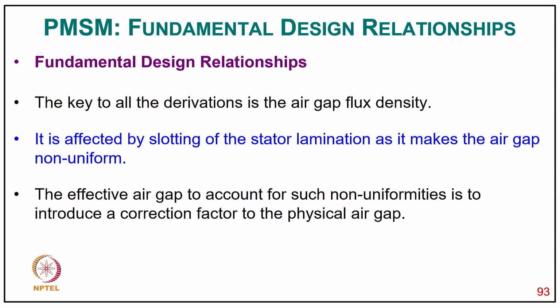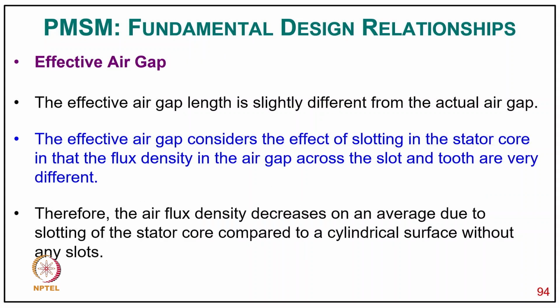The key to the derivation is the air gap flux density, and it is affected by slotting of the stator lamination, which makes the air gap flux non-uniform. The effective air gap, to account for such non-uniformity, introduces a correction factor to the physical air gap, and the effective air gap is slightly different from the actual air gap. The effect of slotting in a stator core is that the flux density in the air gap across the slot and tooth is very different, and therefore the air gap flux density decreases on average due to the slotting of the stator core, compared to a cylindrical surface without any slot.